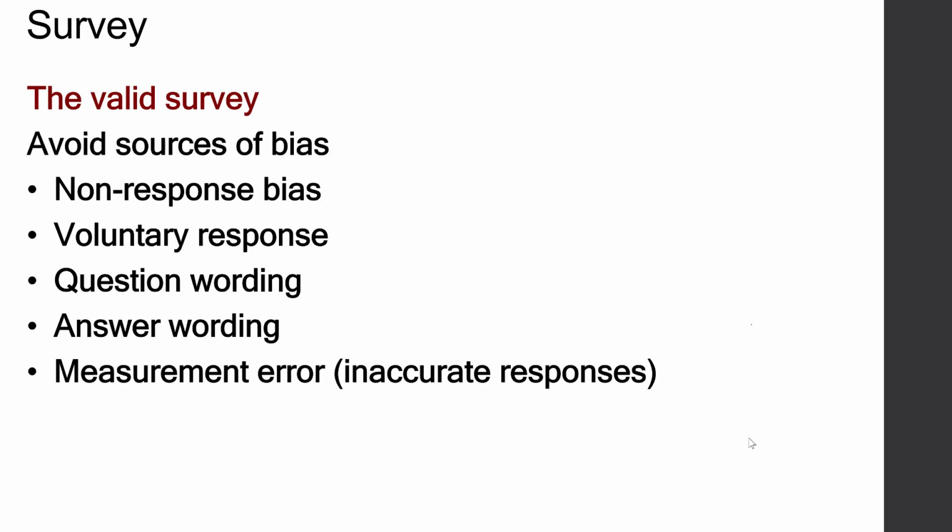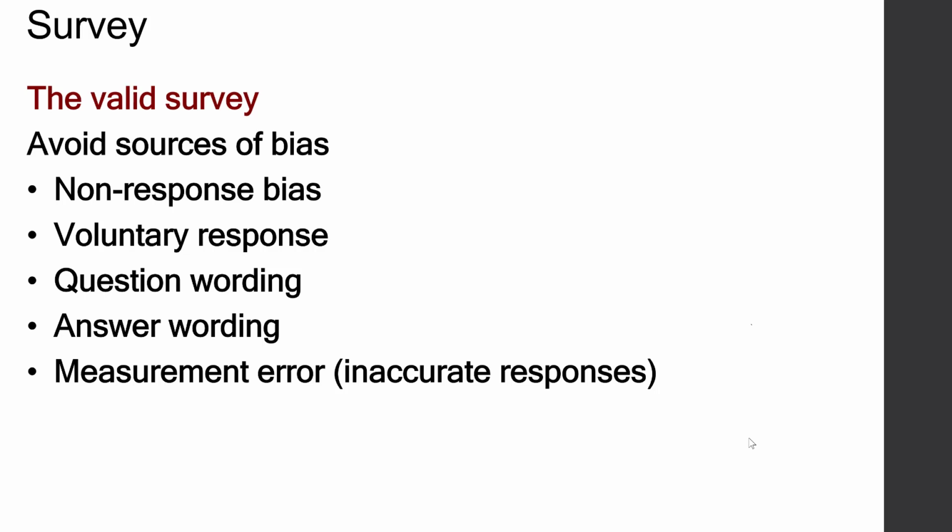We want to avoid sources of bias: non-response bias and voluntary response bias. That's when you ask a question on a radio show or just post it to an internet website and people select themselves to put in the sample. That's called voluntary response. Obviously, those are biased because the people who feel strongly, and usually negatively, are the ones who respond to voluntary response samples.